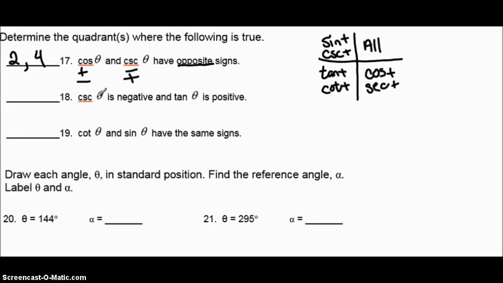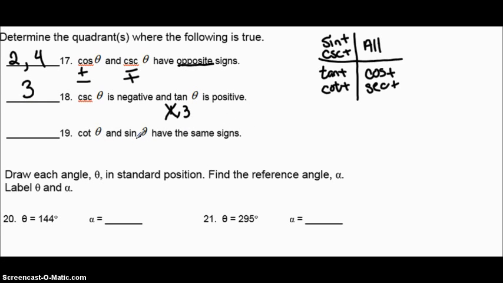Okay, so cosecant theta is negative and tangent theta is positive. All right, so tangent theta is only positive in the first and the third. Cosecant, however, is not negative in the first quadrant. Nothing's negative. It is negative in the third quadrant, so the third quadrant is our only choice there.